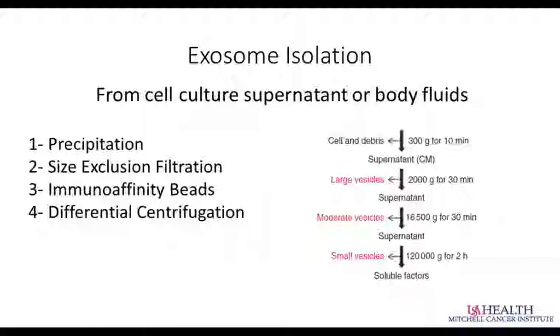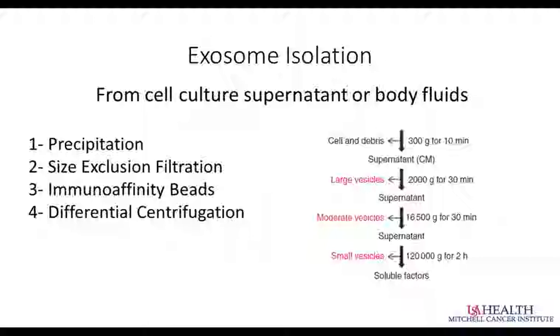As we go through each faster spin, you generate the different levels. So first we're going to rule out the cell and cell debris particles at the first spin. The large vesicles from the second spin are considered apoptotic bodies, and another type of vesicle called a large oncosome. We're not going to talk too much about those today.